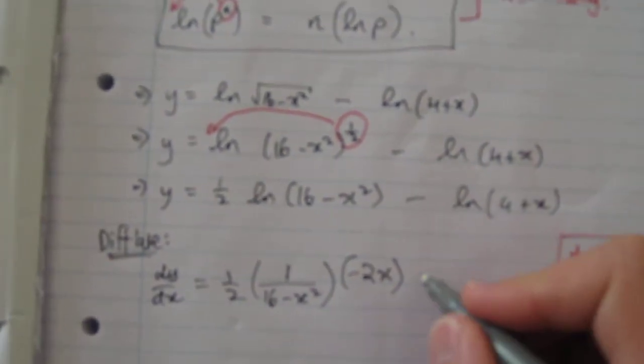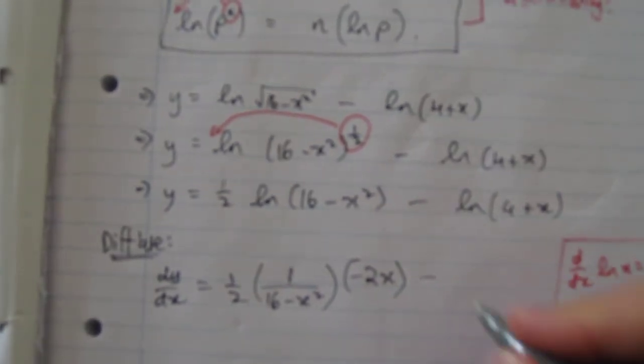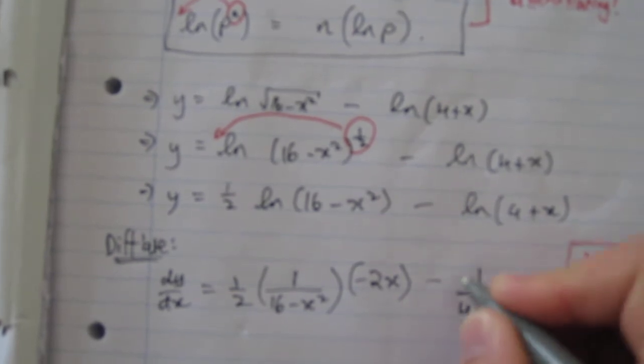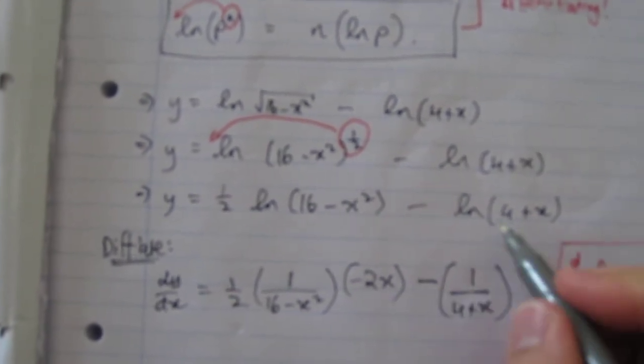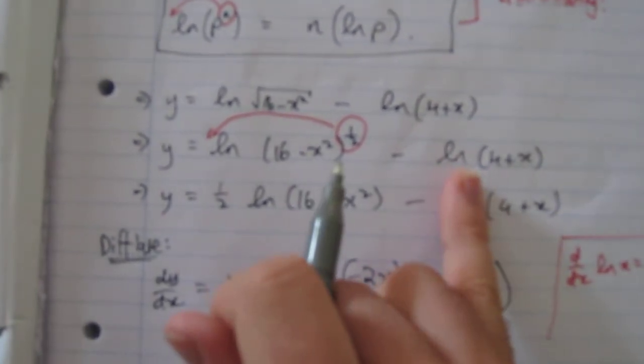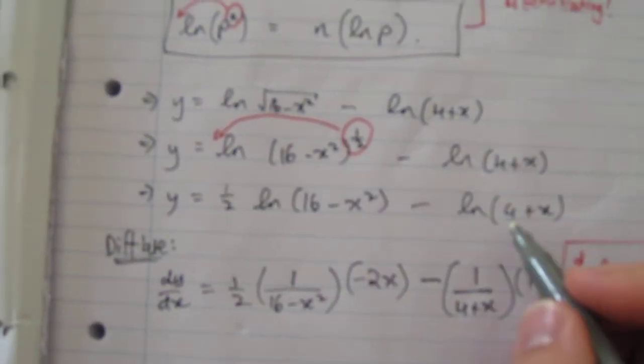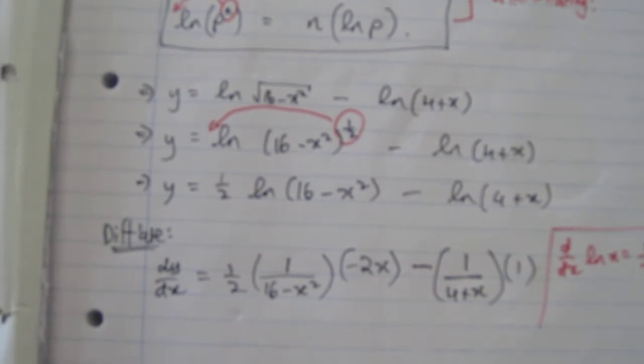Okay, for the second one, we'll leave the minus out the front. We have ln of something, so we get 1 over that something. So 1 over 4 plus x. And we need to multiply it by the derivative of what's in here. So multiply it by the derivative of 4 plus x. So that's just 1. Derivative of 4 is 0. Derivative of x is 1.